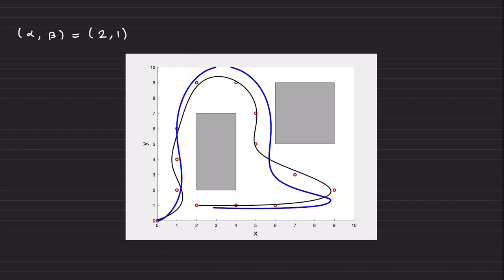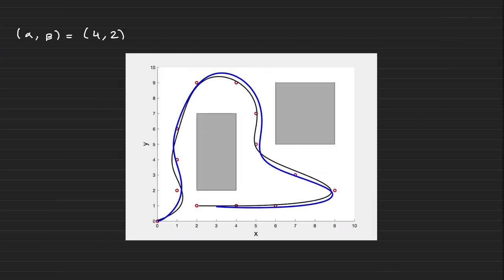Now, for alpha 2 and beta 1, as you see, it is not bad, but we are a little bit away from the trajectory. And if you are further away from the trajectory, problems might happen, like hitting this target. So you always would like to stay sufficiently close to the trajectory. For this, I am increasing alpha and beta to 4 and 2. Now this is a nice trajectory following.